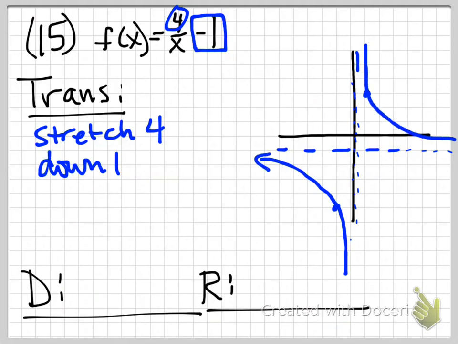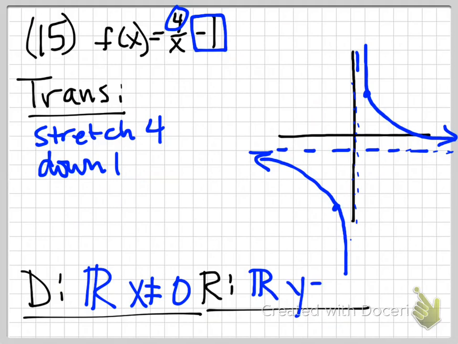Notice that this has to be approaching this horizontal asymptote. So all real numbers for the domain except x cannot be 0. And all real numbers for the range except y cannot be -1, because that point right there is 0, -1.